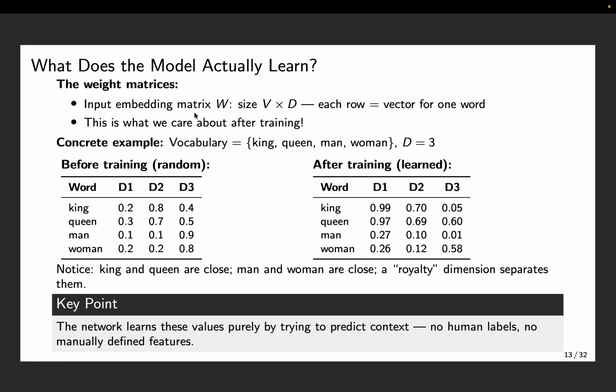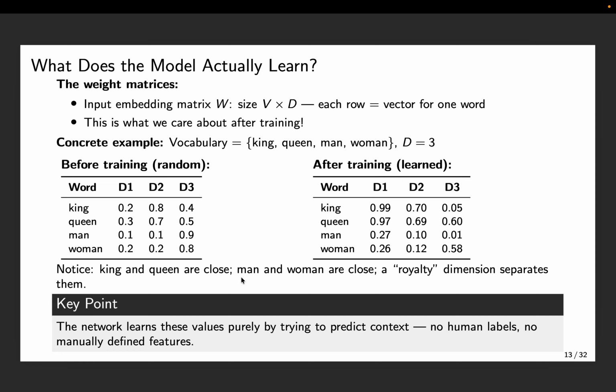Suppose the vocabulary is king, queen, man, woman, and D is equal to 3 dimensions. Before training, these are just random numbers. After training on a large corpus, the model might learn vectors like: king has a vector, queen has a vector, man has a vector, and woman has a vector. Look at this. King and queen have very similar values in dimensions 1 and 2. Man and woman have similar values in dimensions 1 and 2. But dimension 3 is low for king and man, and high for queen and woman. Dimension 3 seems to encode gender.